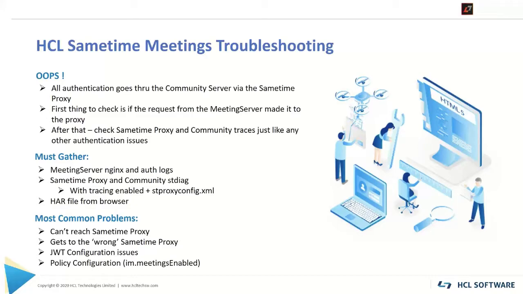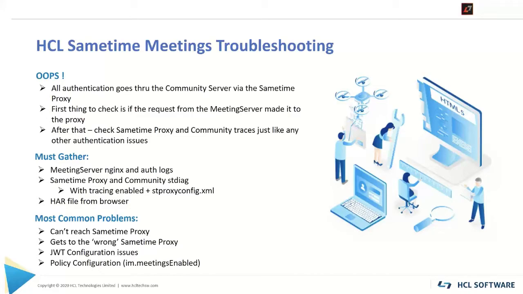The most common problems are very simple, that the meeting server cannot get to the Sametime proxy server at all. It either can't resolve the host name or a port's blocked on the firewall. It gets to the wrong Sametime proxy. You're reusing an alias, and that particular time, the alias pointed to a different version of the proxy server that wasn't configured properly or wasn't expecting the requests.